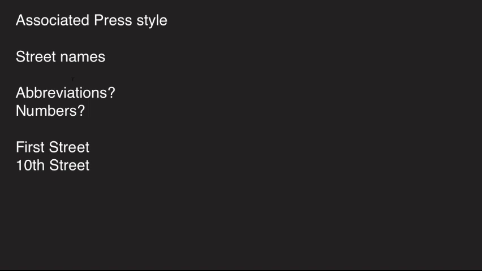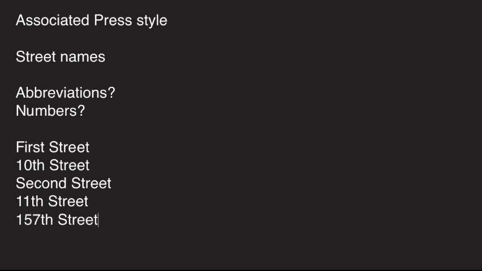So First Street is written out as a word, Second Street as a word, 11th Street is used as a number, and it's an ordinal number, so it has that TH on the end. If I live on 157th Street, again, it's written as a number. That logic is pretty easy to remember. Street names that are numbered get treated the same as any other type of number.